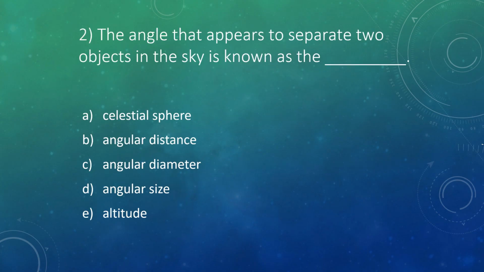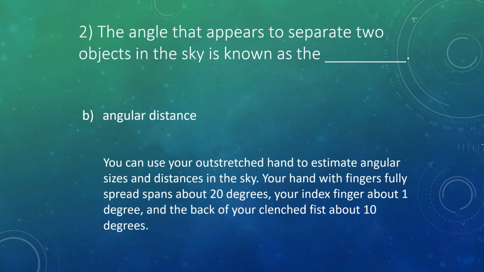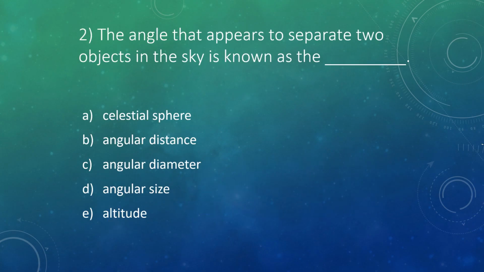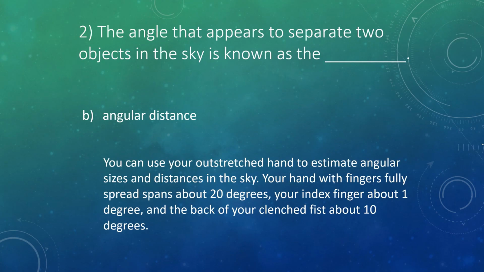Number 2, the angle that appears to separate two objects in the sky is also known as what? Okay, so in this case it's angular distance. So it's angular because it has to do with the angular quantity, but it's distance, not diameter or size, because we're talking about the distance between two objects, not how big one object is. So you can use your outstretched hand to estimate the angular sizes and distances in the sky. Your hand with fingers fully spread spans about 20 degrees, and as we mentioned, your index finger is about 1 degree, with the back of your clenched fist about 10 degrees, in other words, the width of your palm.